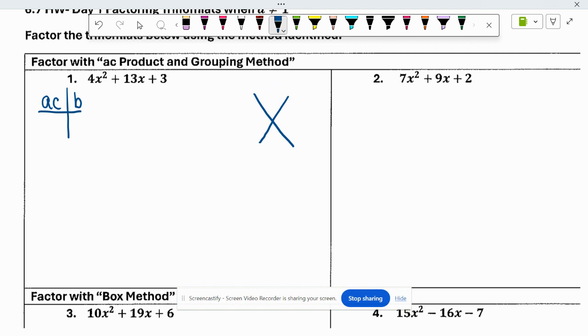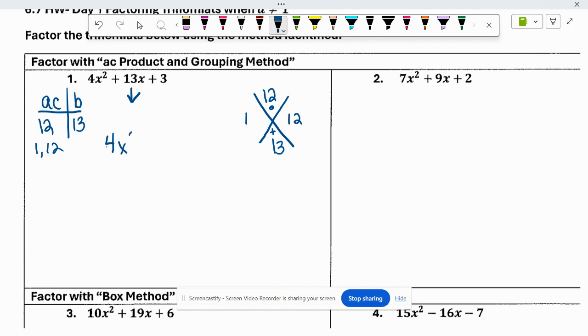So let's see. 4 times 3 is 12. Has to add up to 13. 12 is my product. 13 is my sum. What two numbers can I multiply together to get 12 that when I add them, I get 13? Yeah, 1 and 12. We're grouping. That means that we're taking this 13x and replacing it with 1x and 12x.